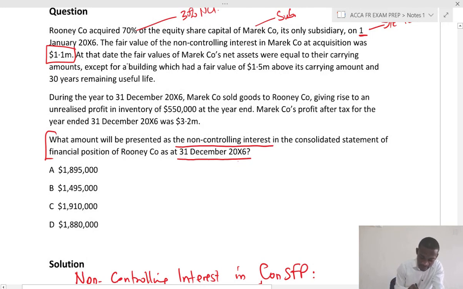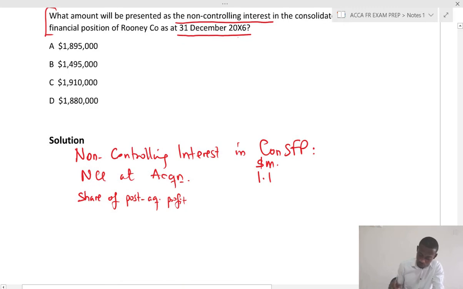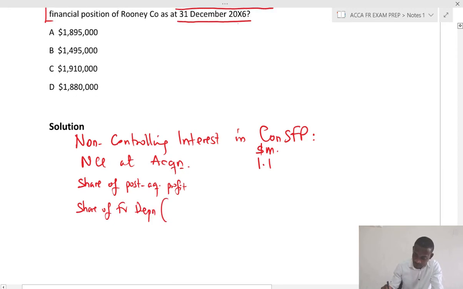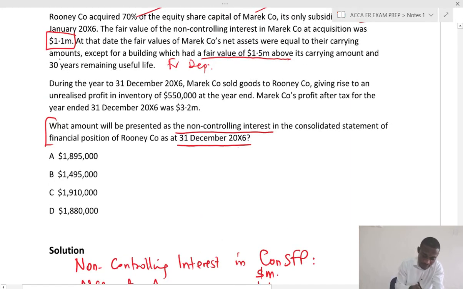Now, at that day, the fair value of Marik's net assets were equal to their carrying amount, except for a building which had a fair value of 1.5 above its carrying amount. So there is fair value depreciation that will arise, and it means that the NCI will share. So what I will do is to say share of fair value depreciation, and let's see, it is 1.5 and 30 years remaining. Remember, it's full year.